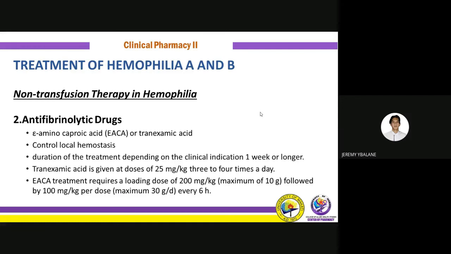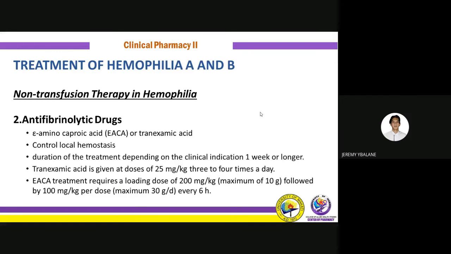Epsilon aminocaproic acid is a specific antidote for fibrinolytic agents, also with adjunctive value in other conditions. Tranexamic acid is more potent than epsilon aminocaproic acid. From these two drugs, aside from having antifibrinolytic activity, it is rich in factor VIII, which is deficient in hemophilia.